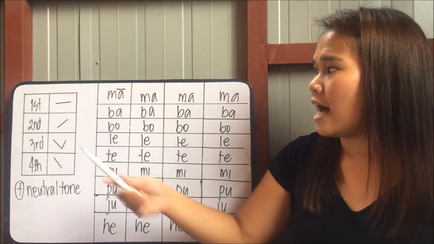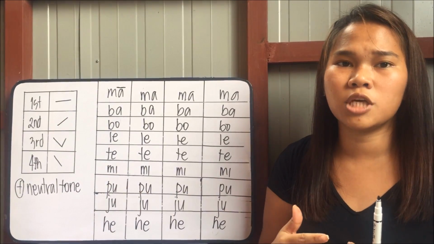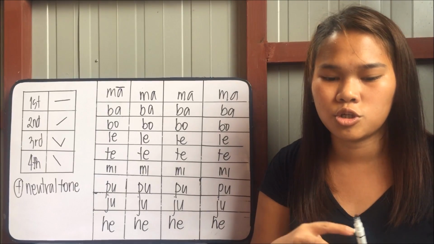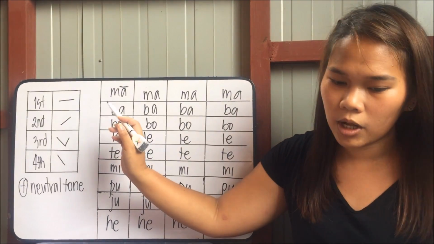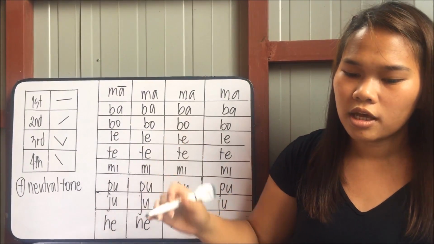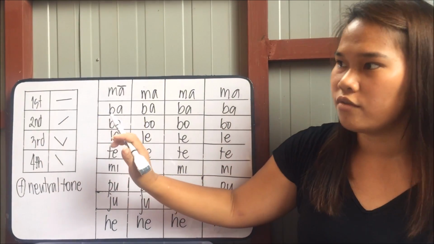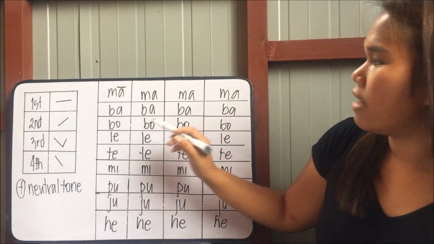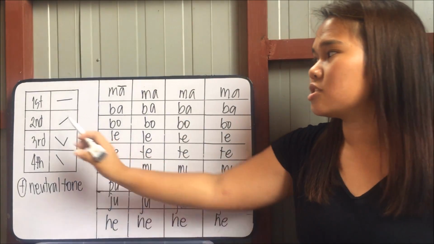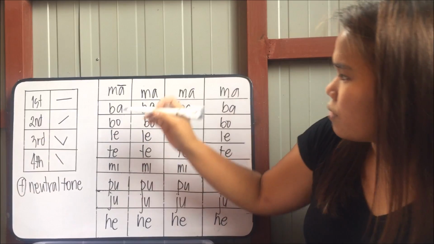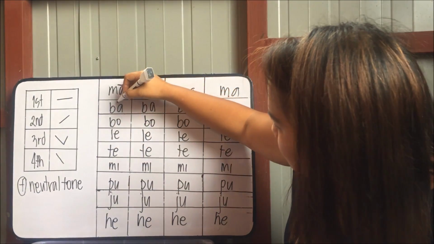The first tone is high and level. It is very important to keep your voice even or monotonous across the whole syllable. When pronouncing the first tone, it is represented by a horizontal line above the letter in pinyin. So we have here different syllables. Let us just apply the first tone. We have here ma.